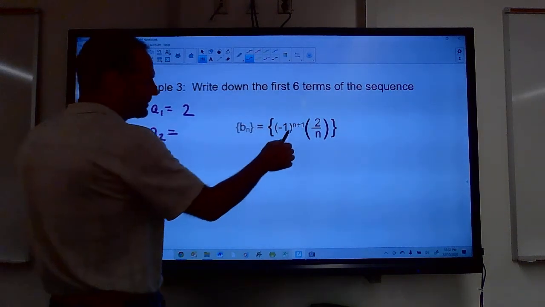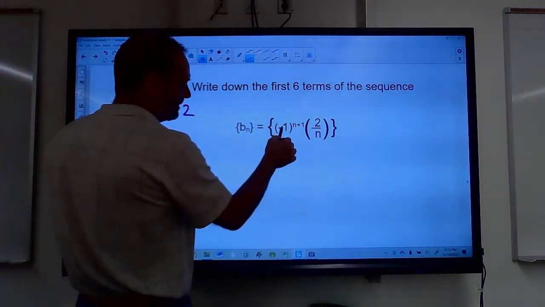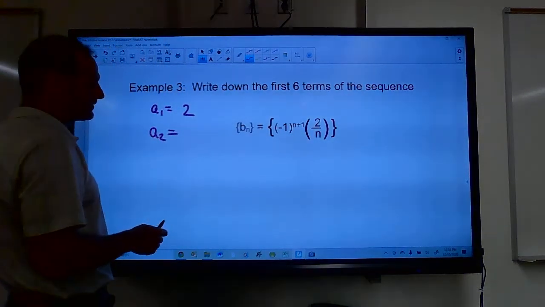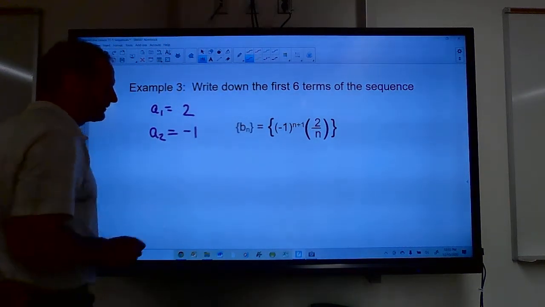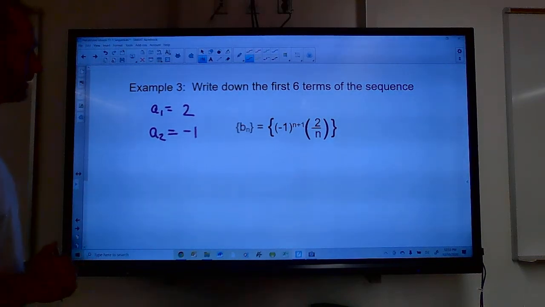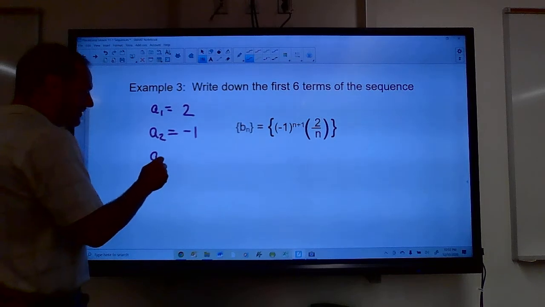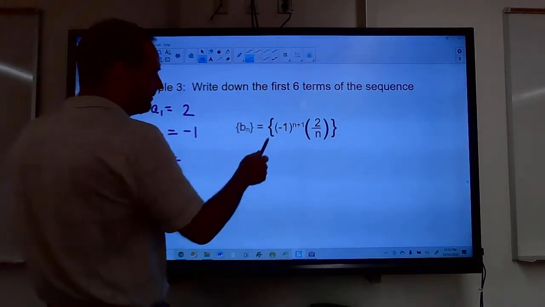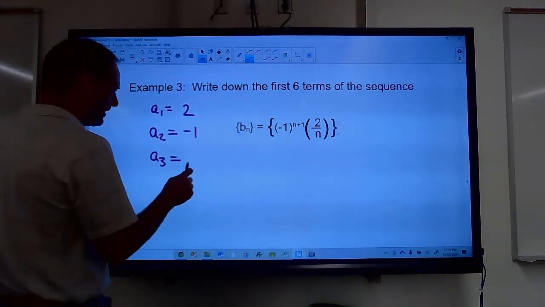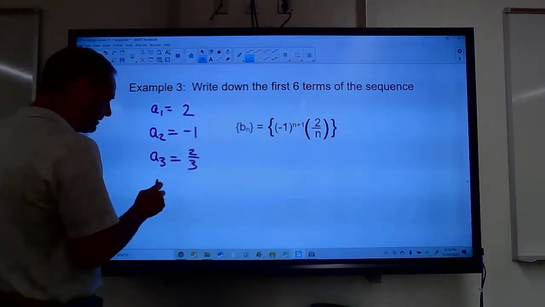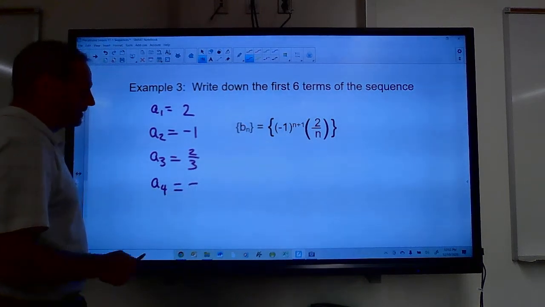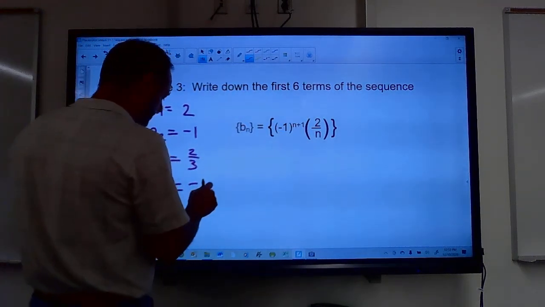B sub 2, this would be 2 plus 1 would be 3. So this is going to be negative 1 times 2 over 2. So that could be negative 1 times 1 is going to be negative 1. B sub 3, so all the odd ones are going to be positive. So this is going to be 2 divided by 3. All the even numbered ones are going to be negative. So this is going to be negative 2 over 4 is going to be negative 1 half.